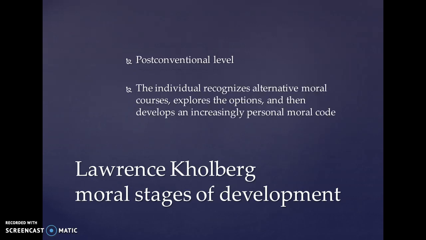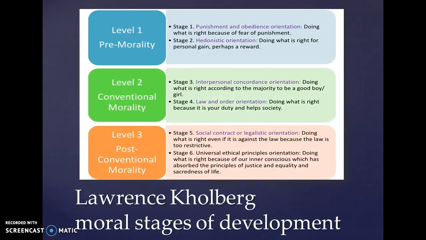At the post-conventional level, it's more of a mature level of moral development and view. The individual recognizes alternative moral courses, explores the options, and then develops an increasingly personal moral code. So at this point, you would have exposed yourself to religion, the views of society, of other societies, parents, friends, peers, and based on different scenarios that you have experienced throughout your life, you now determine the gray areas, so to speak, what is right and what you consider wrong, taking into consideration everything that you've learned socially.